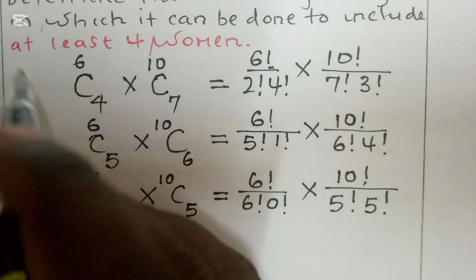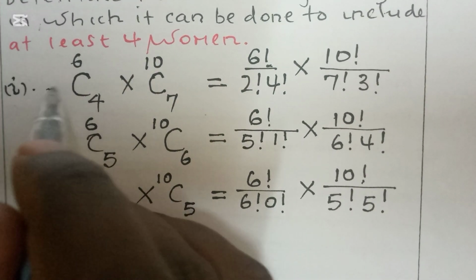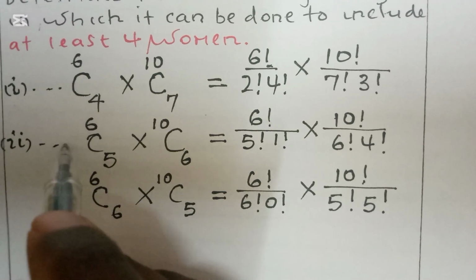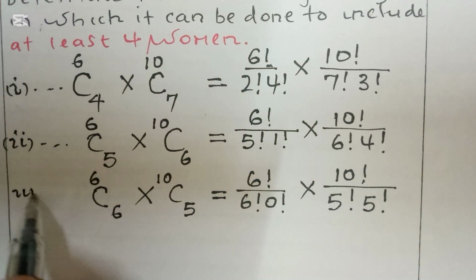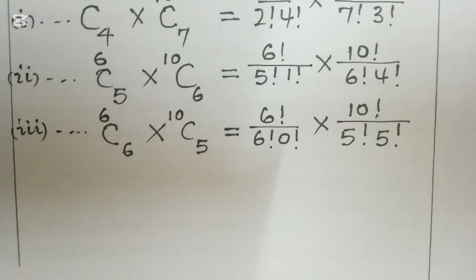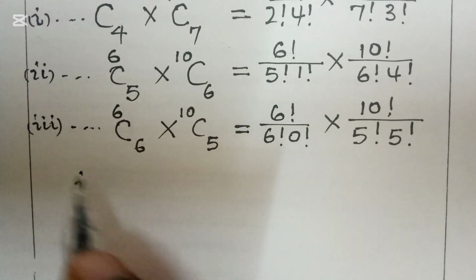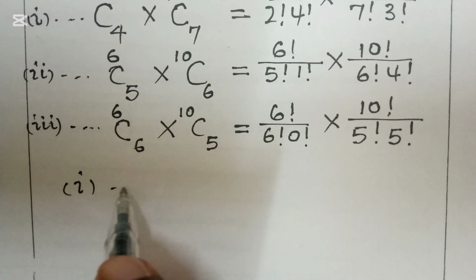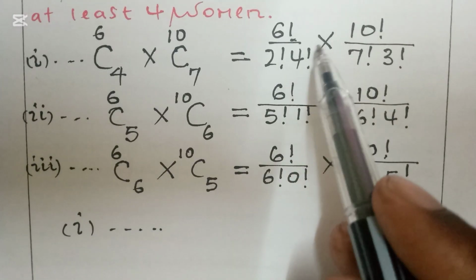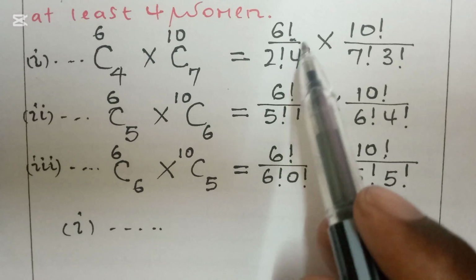So let's call this committee Roman 1. Then we have this committee Roman 2. And we have Roman 3. So guys, now we come and calculate Roman 1. For Roman 1, guys, we are looking at 6 factorial over 2 factorial and 4 factorial.